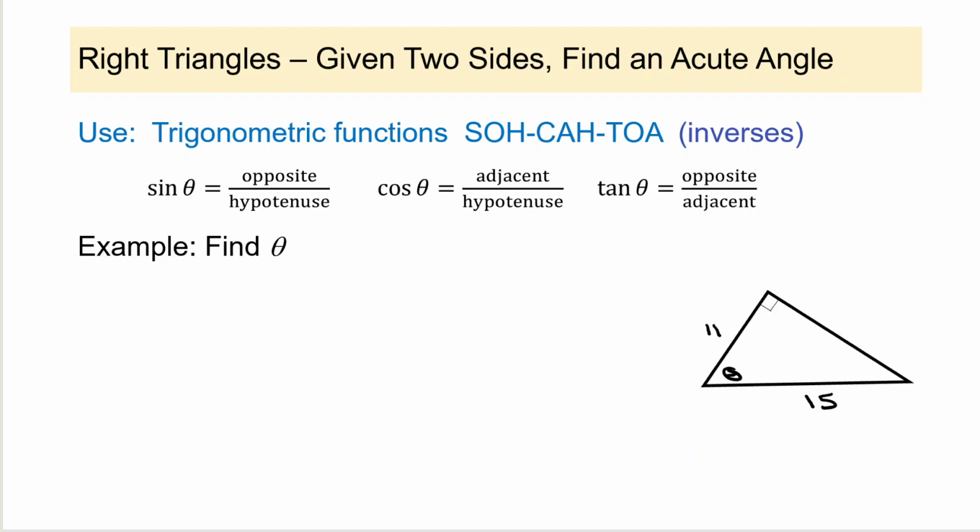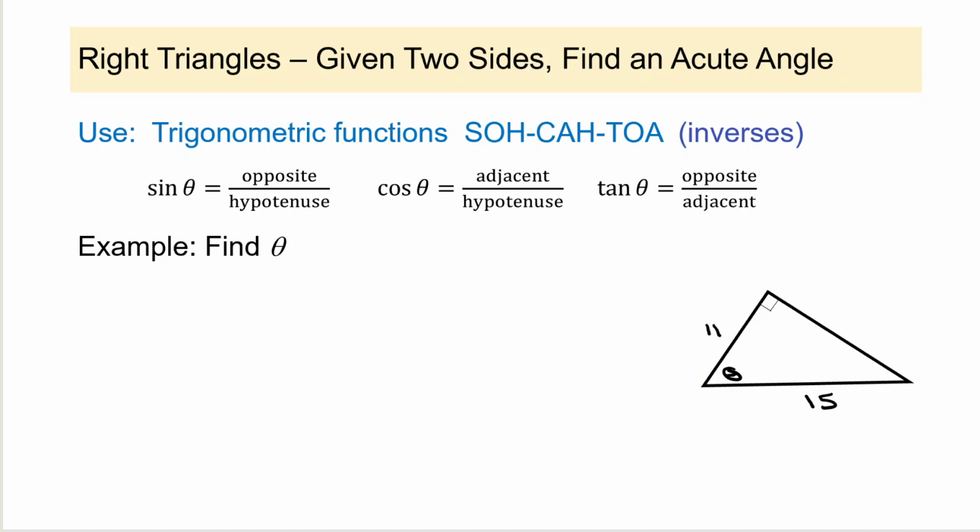All right, let's do another one of these. So in this example, it's the same idea. We're given 2 sides, and we want to find an acute angle. So now I've reoriented my right triangle just for fun. So it's still a right triangle. Everything's the same. I just want you to see it from a different orientation. So we've got 2 sides and an angle that we want to find.